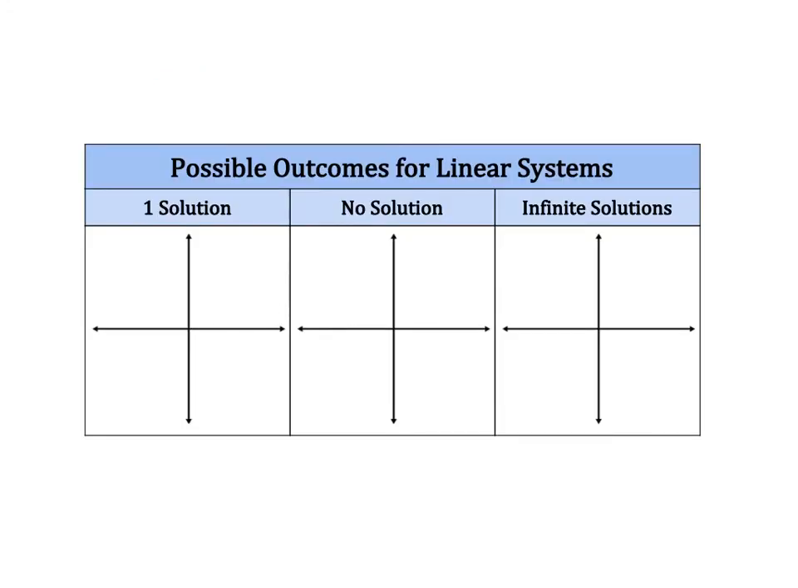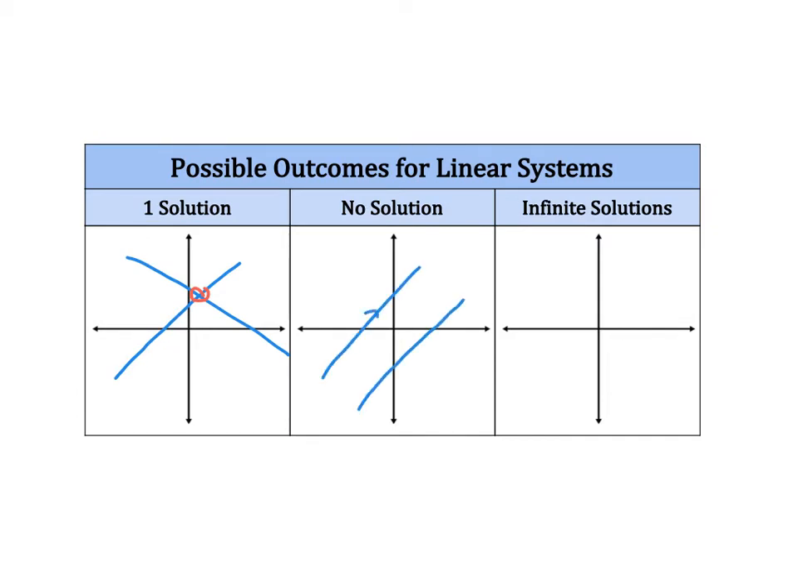All right, so now I want to take a second and talk about the possible outcomes for linear systems, because you won't always get one nice simple solution. So of course it is absolutely possible to get one solution. So really it's just two linear equations that are crossing at some point.